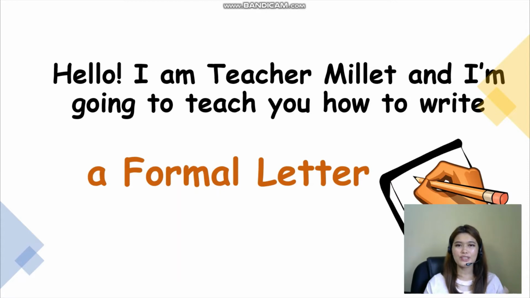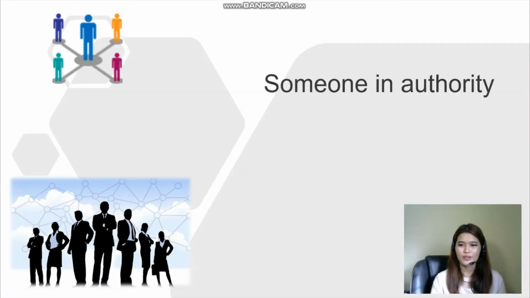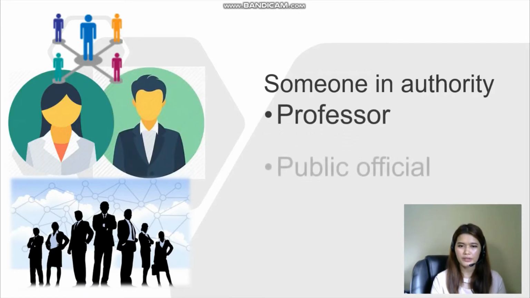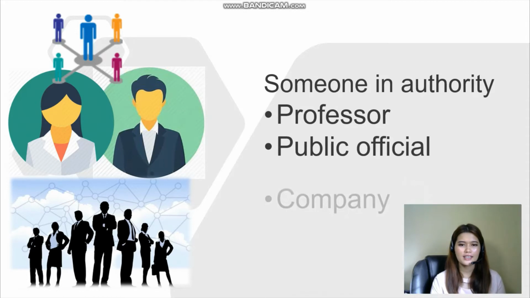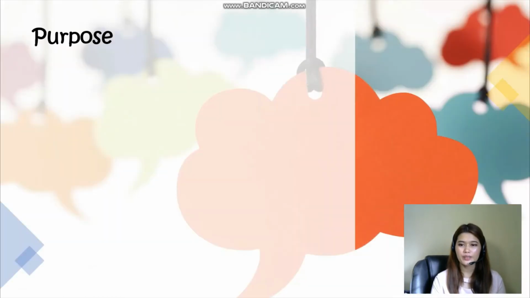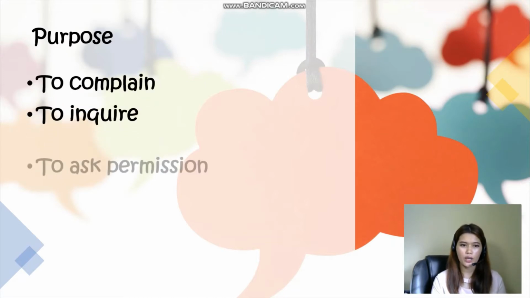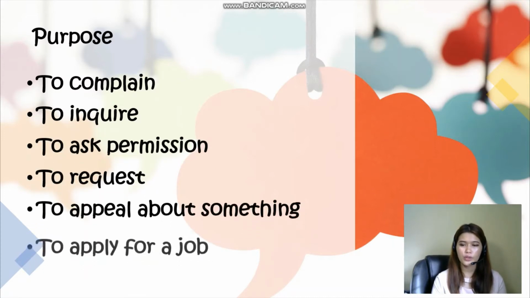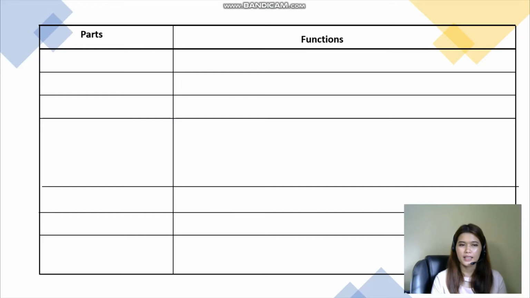So today I'm going to teach you how to write a formal letter. So to whom are we going to write a formal letter? It can be to someone in authority, let's say your professor, a public official, or a company you're doing business with. Now here are the purposes why you're going to write a letter. It can either be to complain, to inquire, to ask permission, to request, to appeal about something, or to apply for a job.